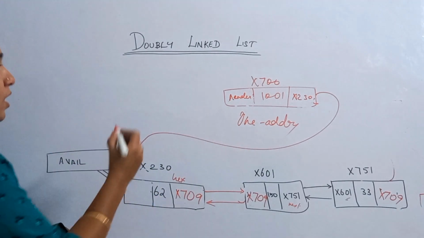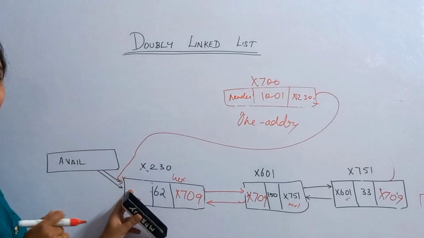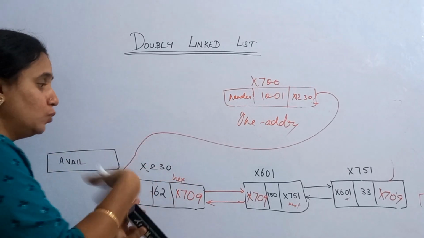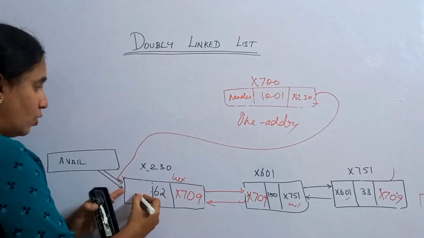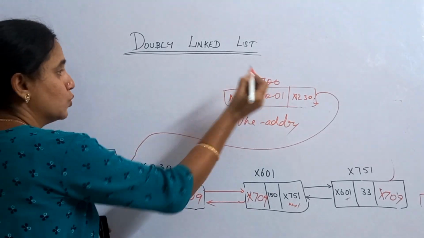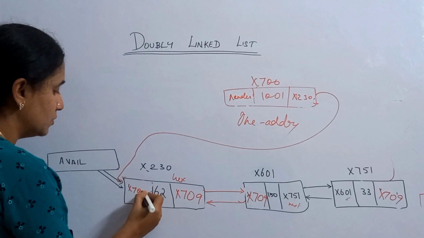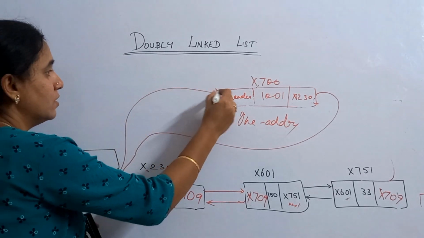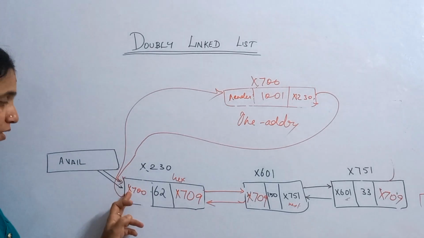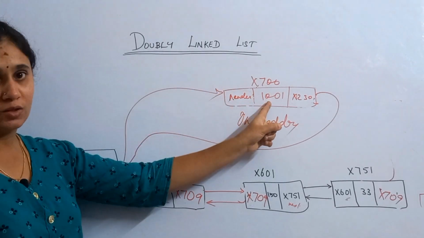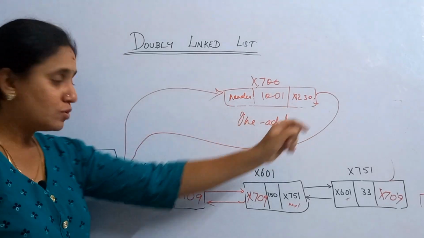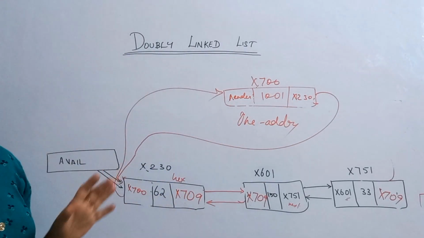So now I want to update the previous address of the node which has been moved to the next location. So what will be this address value? This one. So x700. Once I have given this, the pointer is going to access this node. So x700 is going to access this 1001 value, and this x230 is going to access this 62 value.